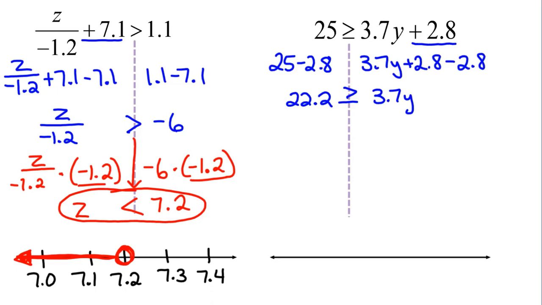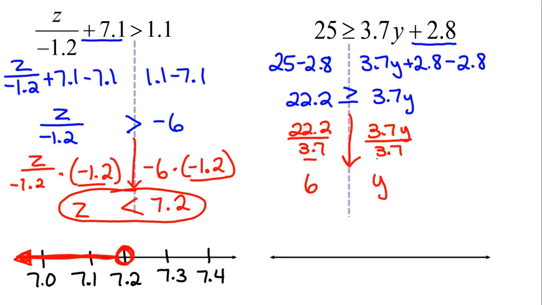So step 1, got rid of that constant by subtracting 2.8 from both sides. Now I need to undo the multiplication by dividing. I'm going to divide both sides by 3.7. And 22.2 divided by 3.7 is 6, and 3.7y divided by 3.7 is just y. And then now the question, do I keep or do I flip? Well, I divided both sides by a positive number, so that is a keep situation. So 6 is greater than or equal to y.